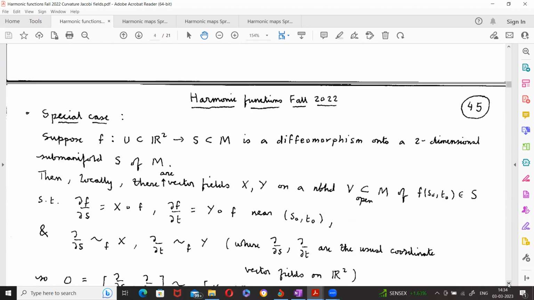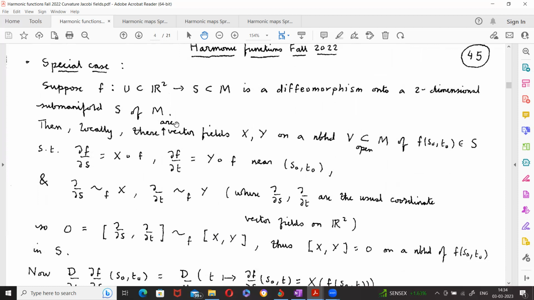Let me look at a special case. Suppose F is a diffeomorphism onto a two-dimensional submanifold S of N. Suppose F is an embedding. This may not be true in general, but suppose it is. Then my vector fields ∂F/∂s and ∂F/∂t are defined on a submanifold, and I can extend them to a neighborhood of the submanifold, locally. That means that ∂F/∂s, I can write locally as X composed with F.